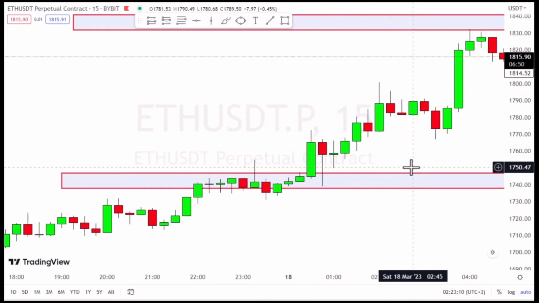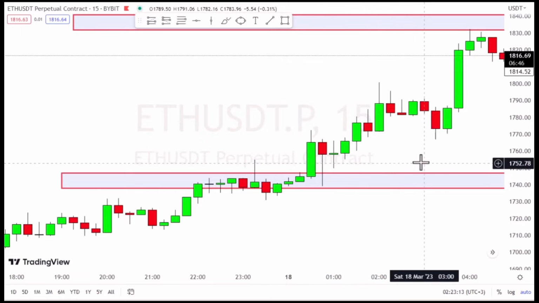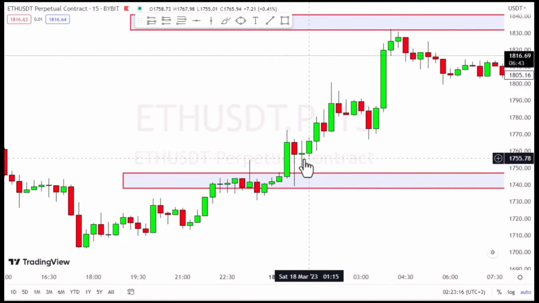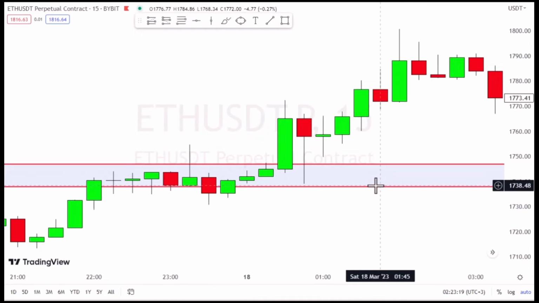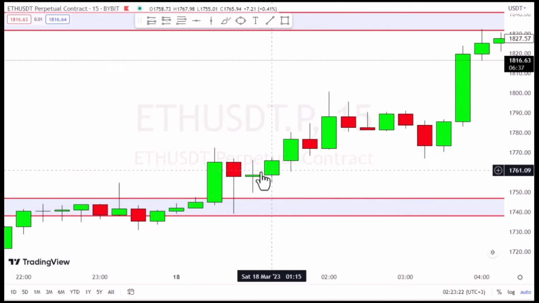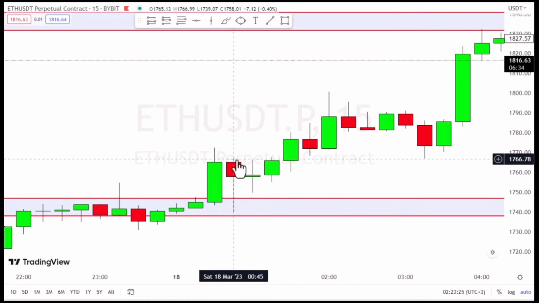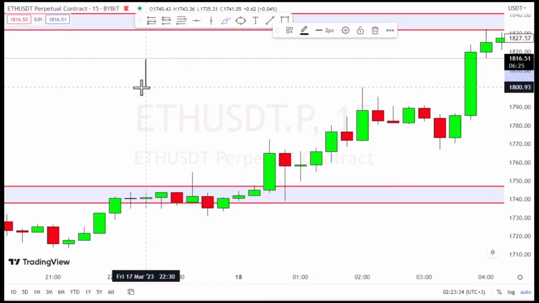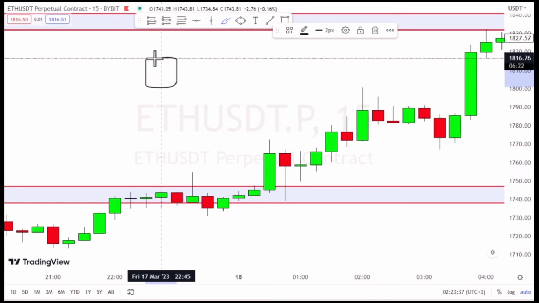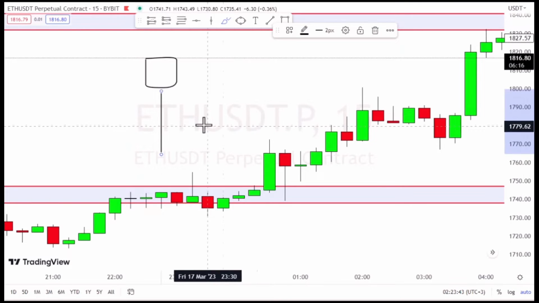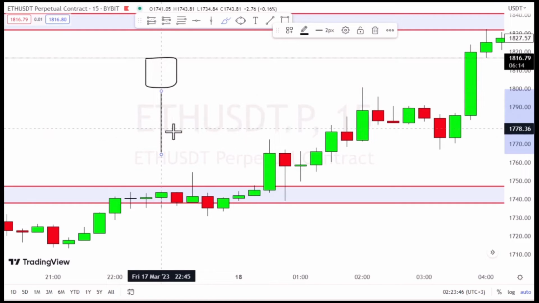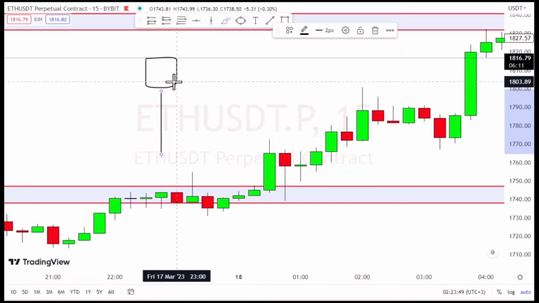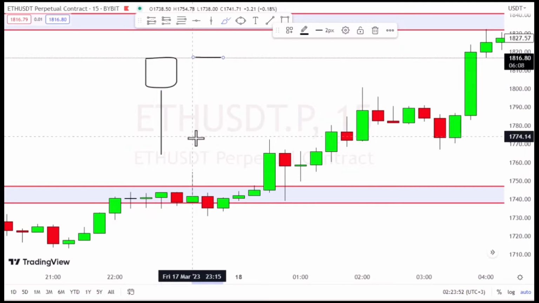Let's find one hammer. Yep, we have one here. Alrighty, this is our hammer. The color doesn't matter really, whether it is green or red. It is not important. But if you take a look here, what should it look like? Let me make it really easy for you. You must see something like this. There is a rectangle like this, and there must be a wick to the downside. And the size of the wick must be 2 times more than the body of the candle.